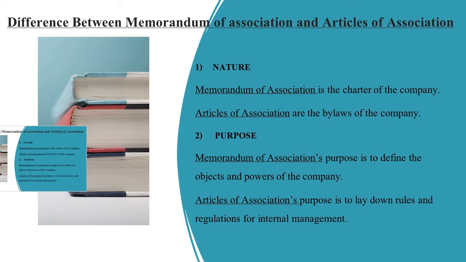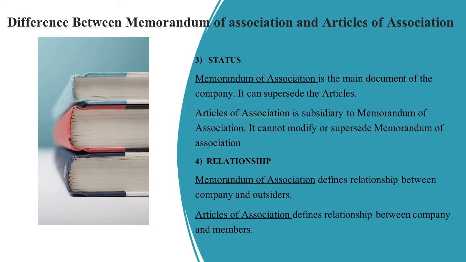Second is purpose. Memorandum of Association's purpose is to define the objects and powers of the company, whereas Articles of Association lays down the rules and regulations for the internal management of the company and governs the way in which the objects are to be carried out.